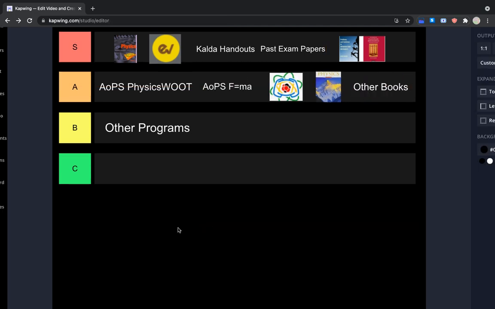Okay, so these are all the resources. As you can see, none of them are really bad resources. These are all good resources. And if you have time, you should do all of these.